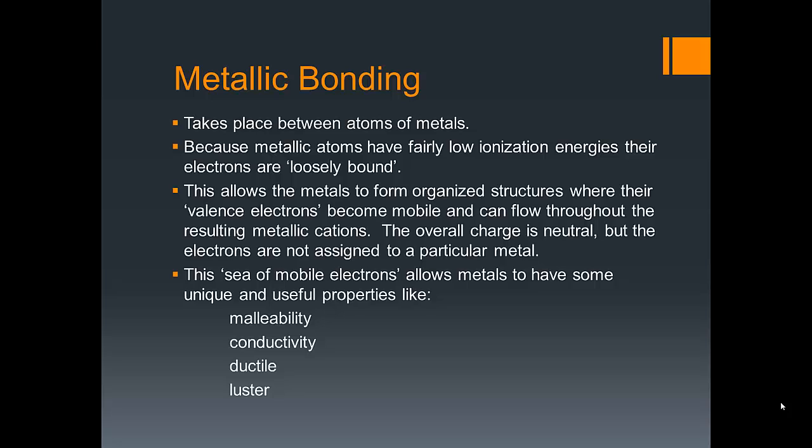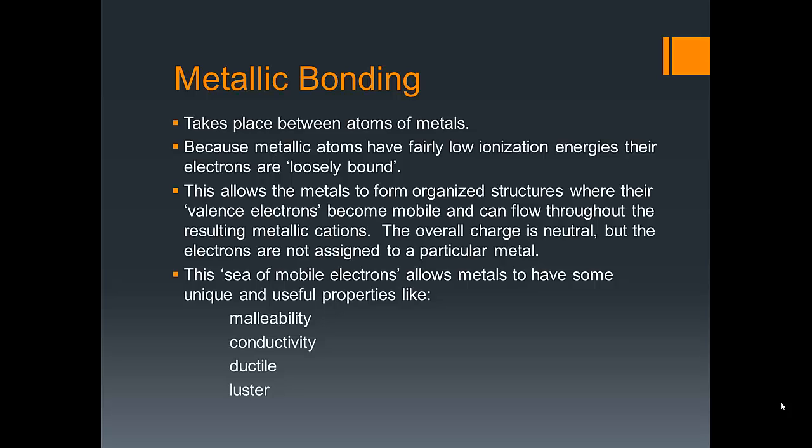The next type of bonding we're going to look at is metallic bonding. This takes place between atoms of metals. Because metallic atoms have fairly low ionization energies, which again means it's pretty easy for them to lose their valence electron, their electrons are loosely bound.